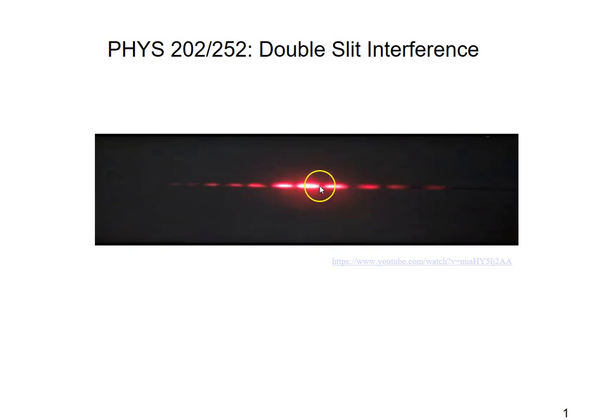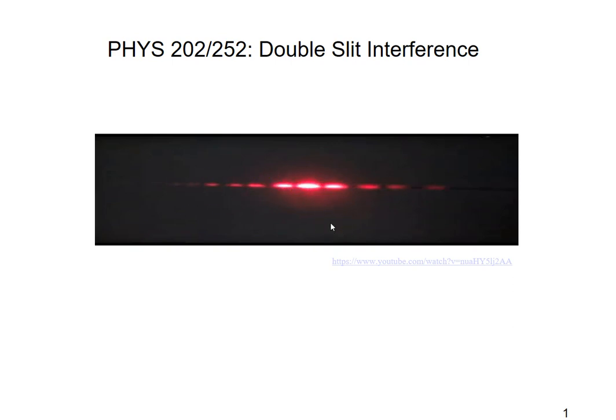You can sort of see this dark fringe. The center of that would be an intensity minimum of 0. Here's another bright fringe, so the center of that would be a relative intensity maximum, then a dark fringe, then a bright fringe.